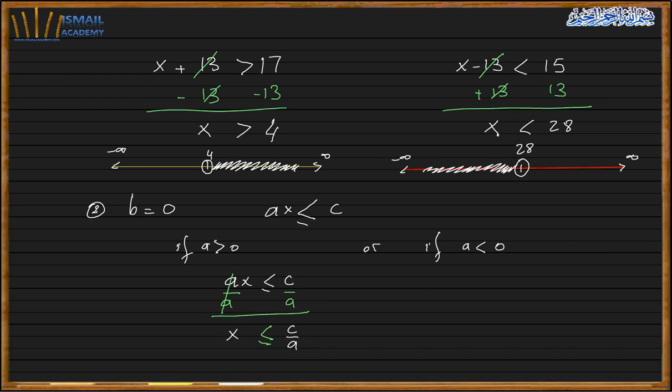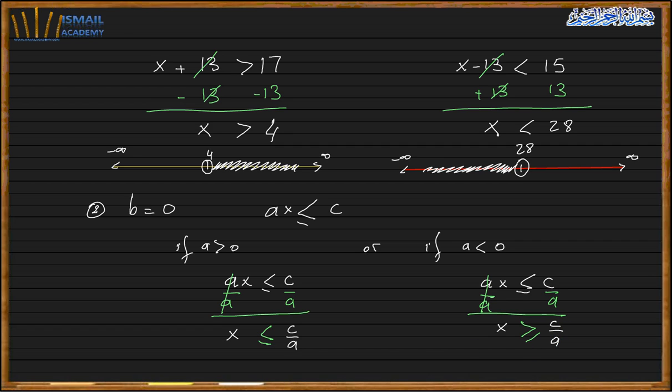But if a is negative and I have ax is less than c, what happens here is that when dividing by a, I need to flip the sign, because when a is negative, the sign gets flipped. So I will end up having x is greater than c over a.